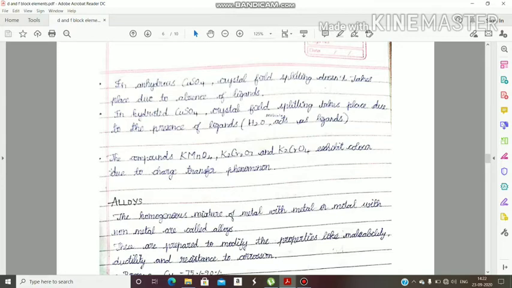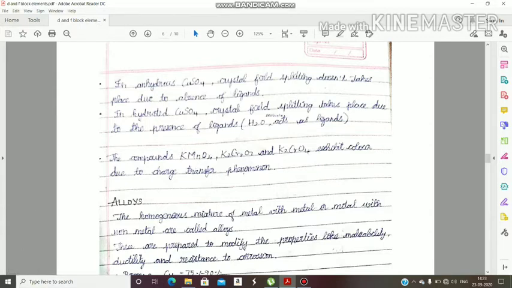Next, one very important point regarding this topic: the compounds potassium permanganate, potassium dichromate and potassium chromate exhibit color due to the charge transfer phenomenon. Here one important point is that in KMnO4, manganese is the central atom and it exhibits the +7 oxidation state. Actually, what is the Mn electronic configuration? Mn is 4s2 3d5. But in the Mn +7 oxidation state, there is no unpaired electron. Even though there is no unpaired electron, KMnO4 exhibits color.